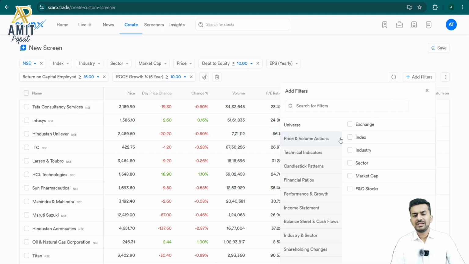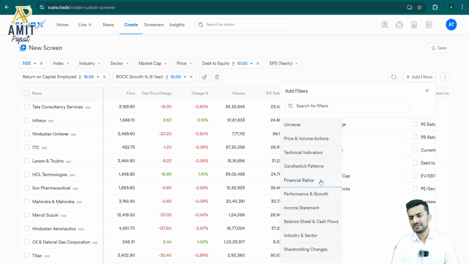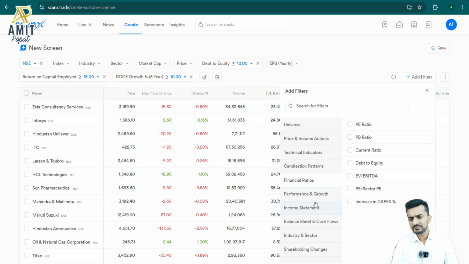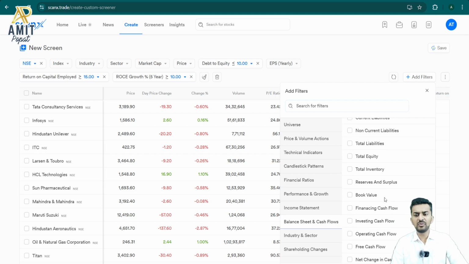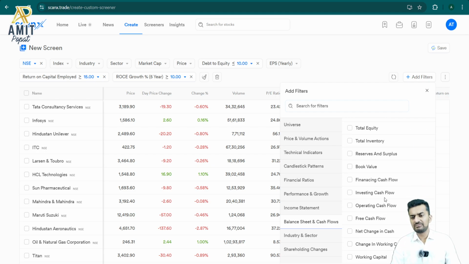Add filter. Now, my point over here is if you keep exploring this, there is a financial ratio, there are income statement ratios like dividend yield, PBT, and all that. There are balance sheet and cash flows. So if you want anything like this, you can get it.